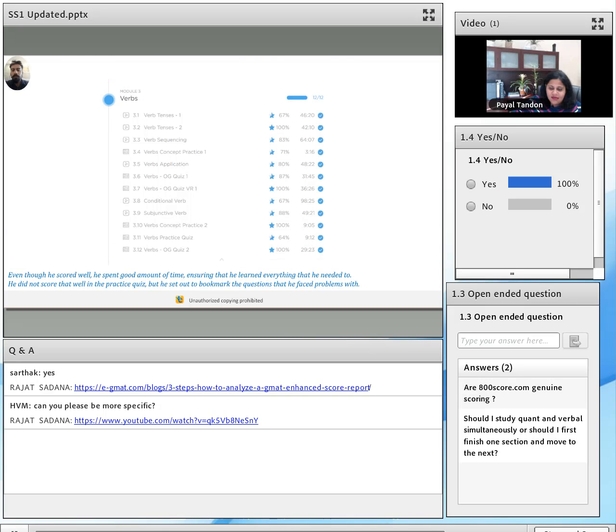Now, let's see a similar thing for verbs. Verb tenses 1, he scores poorly, but he spends good time. Okay. Now again, I need to take a look at both of these metrics, the 67% and the 46 minutes that he spent, to figure out, is he taking the feedback seriously? If he's taking the feedback seriously, he should either have a higher score here, or he should be spending more time. And I see that he's spending more time, right? Which means that he has gone back and he's reviewed his mistakes.